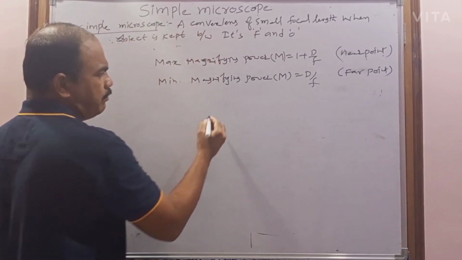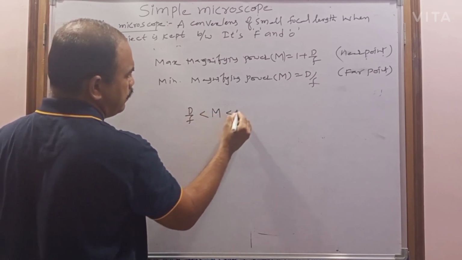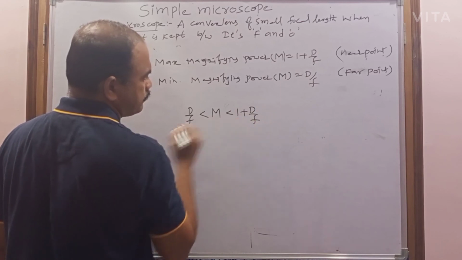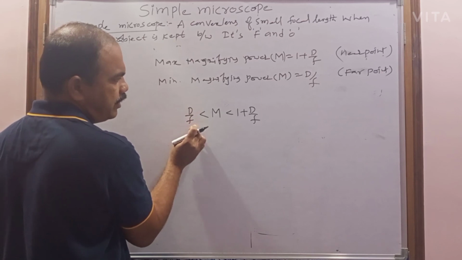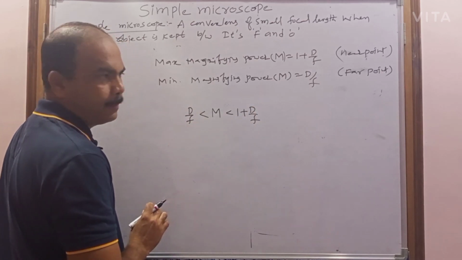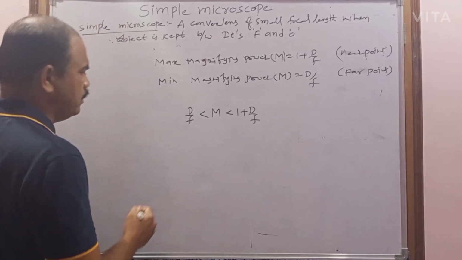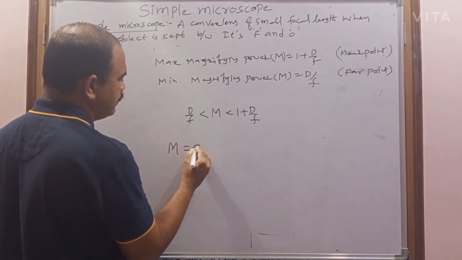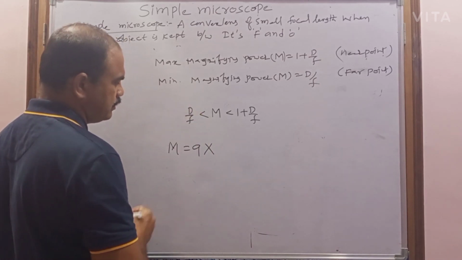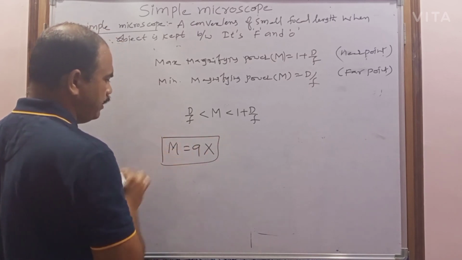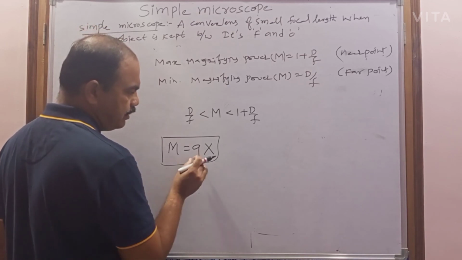So the magnifying power of the simple microscope will lie between D by f and 1 plus D by f. But the maximum magnifying power of a simple microscope will be 9x, nine cross. So the maximum magnifying power of a simple microscope is nothing but 9x.